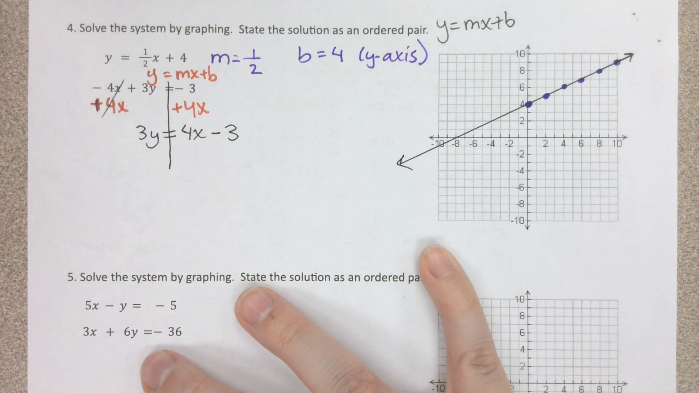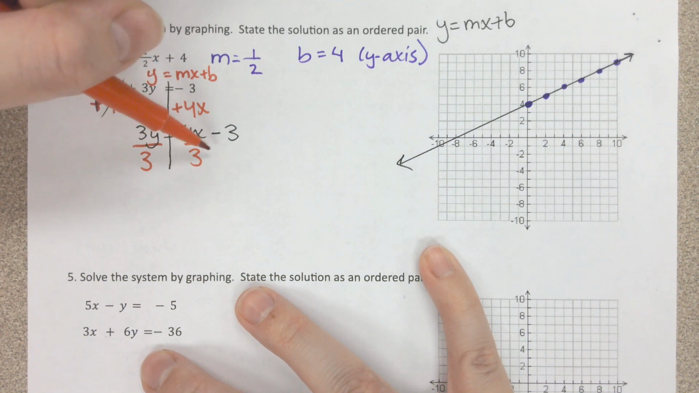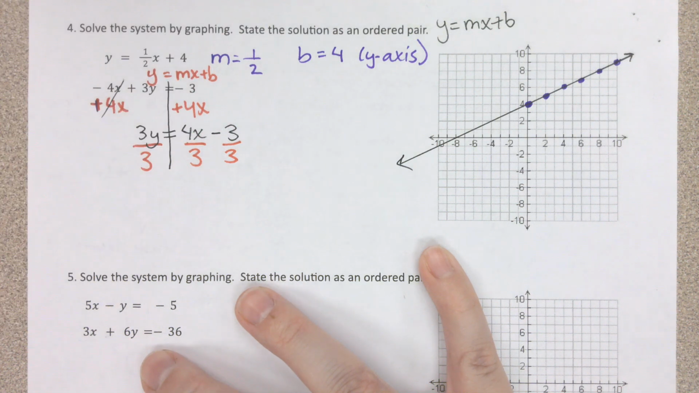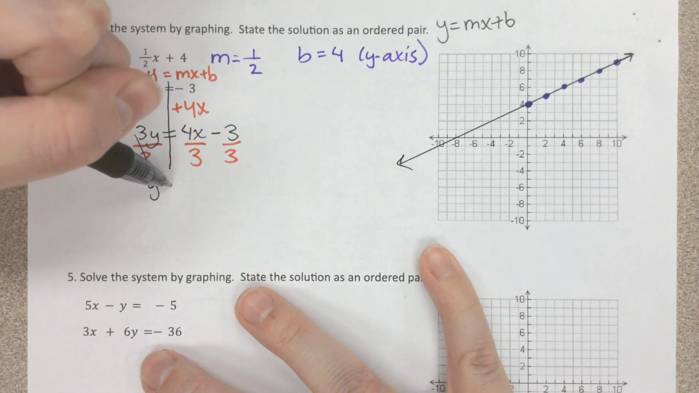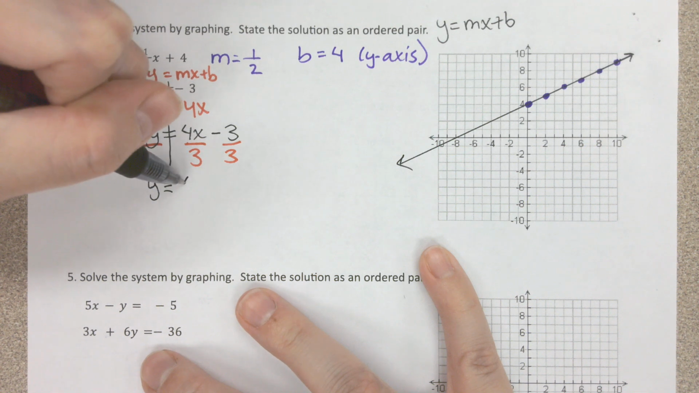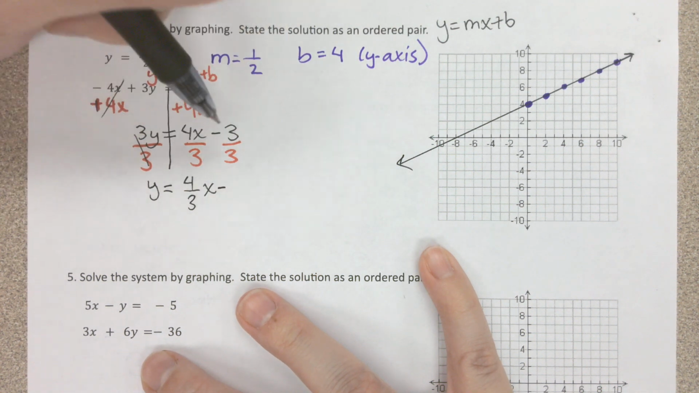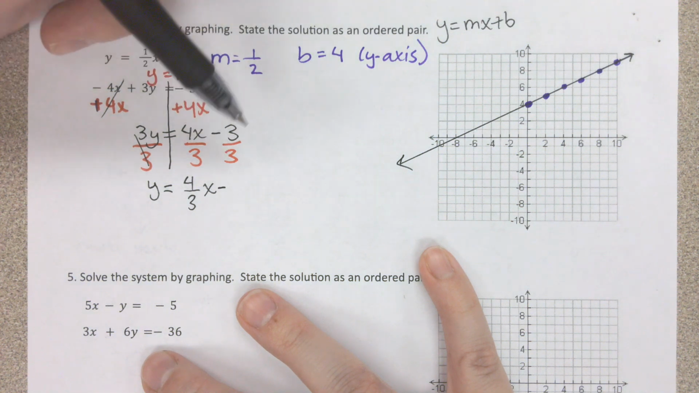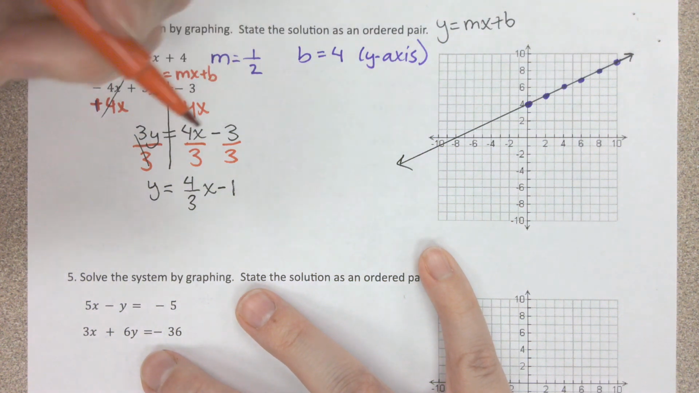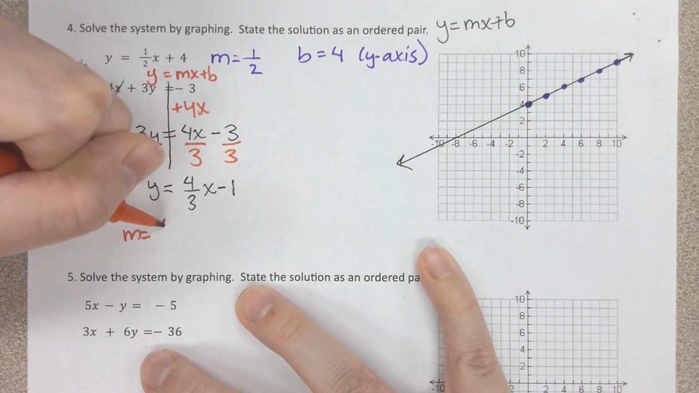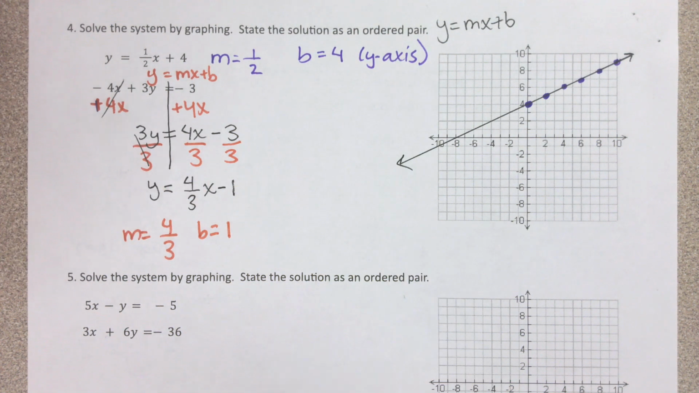Next, we need to get rid of that 3 on the y. We do that by division. Divide by 3 and divide everything by 3. These 3's are going to cancel, giving us y equals, this is just 4/3. Put the x next to it. Minus, don't cancel these. 3 divided by 3 is 1. So on this equation, m is 4/3, b is negative 1.